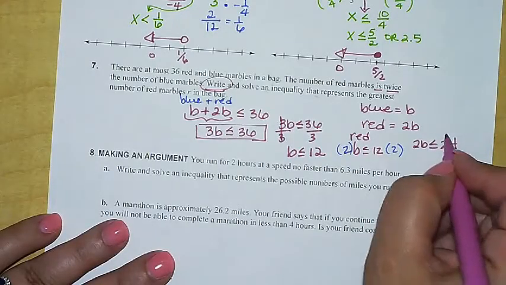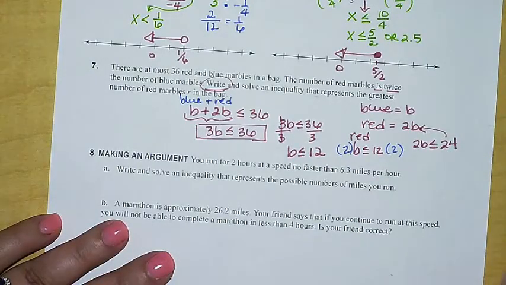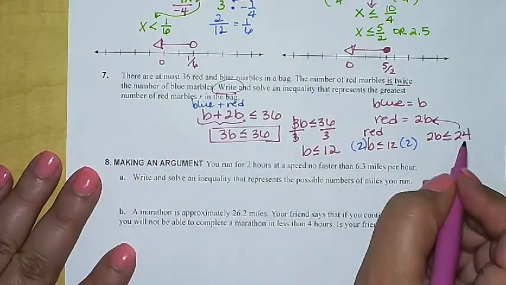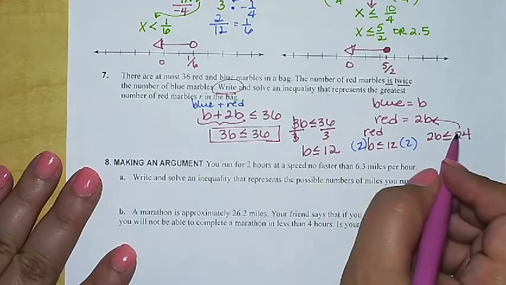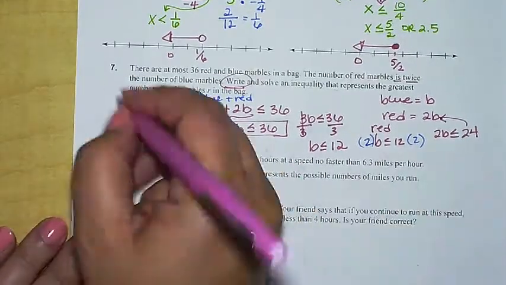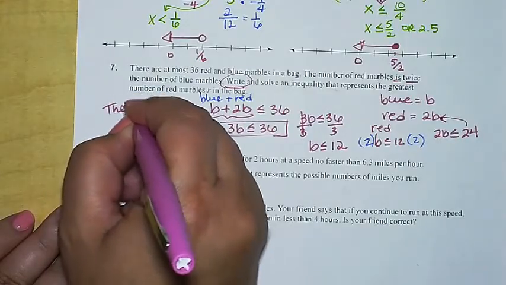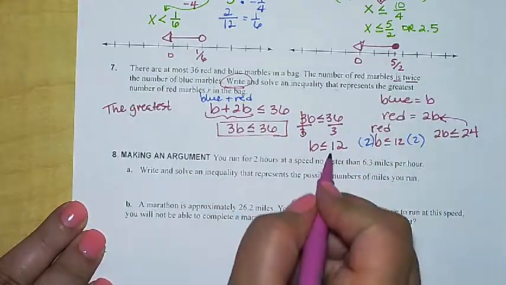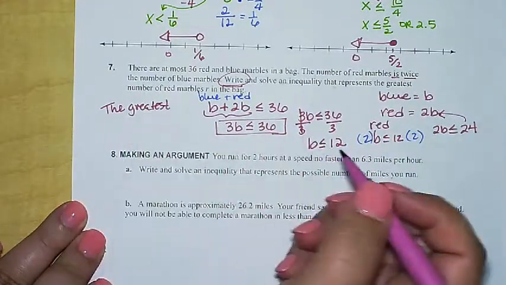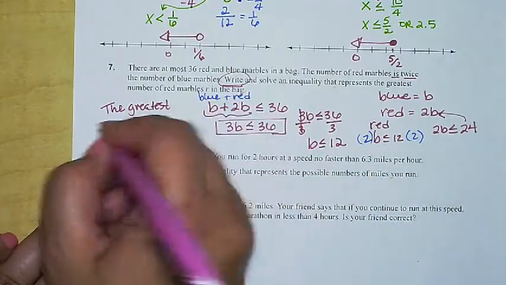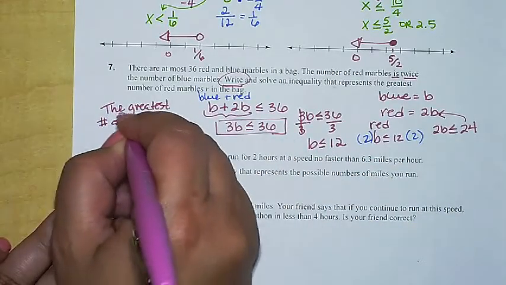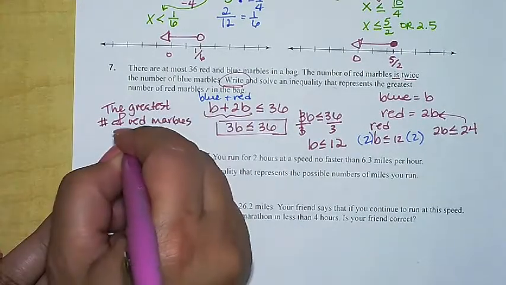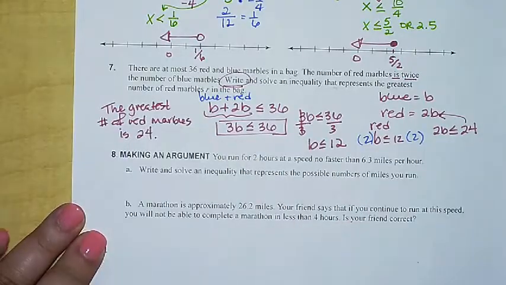Okay, and that is what the red represented. So the greatest number of red marbles in the bag would be 24. That would be the greatest amount. It would be less than or equal to that. Because it told us it was twice the number of blue, once we found that blue was 12, we just do twice that. So the greatest number of red is 24. That would be the greatest amount.